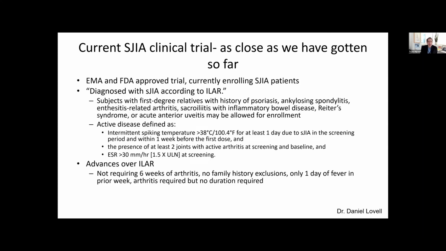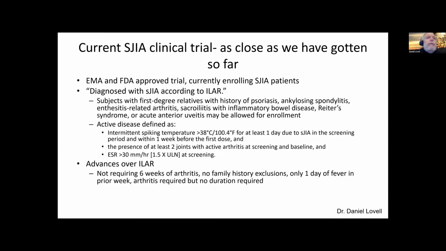Great data. So Dan? I wanted to show you how far we've gotten with a currently enrolling active trial with approval from both the European Medicines Agency and the FDA. So this trial is ongoing. When it first started, we used the classic ILAR criteria, but it's been amended over time.